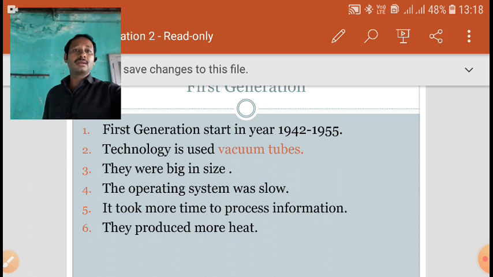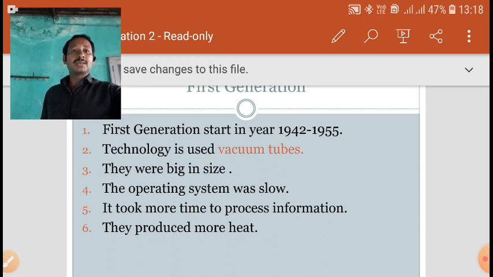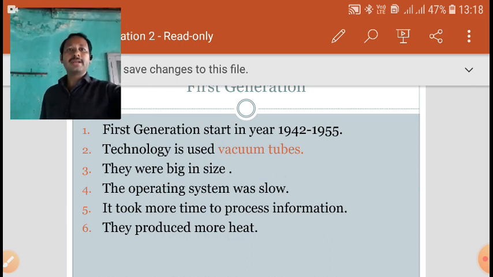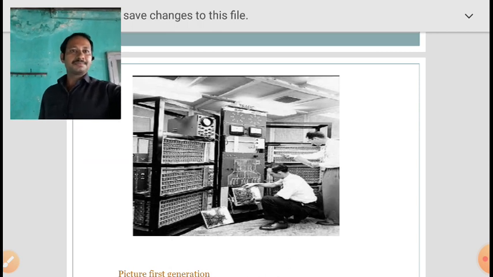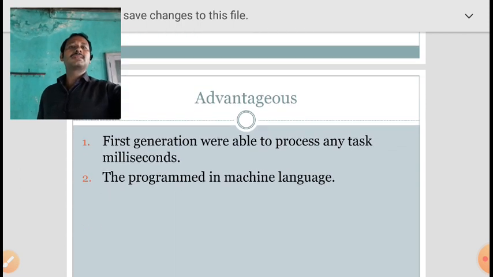So obviously, if you ran a number of processes on the first generation computer, it took more time for loading also, and when the first process completed, then it looked at the second process. This is the main reason it took more time to process, and they produced more heat. The first generation computer produced a lot of heat and consumed a lot of electricity. That's the main drawback. Look at this, it was stored in a separate room with an air conditioner set to control the heat.